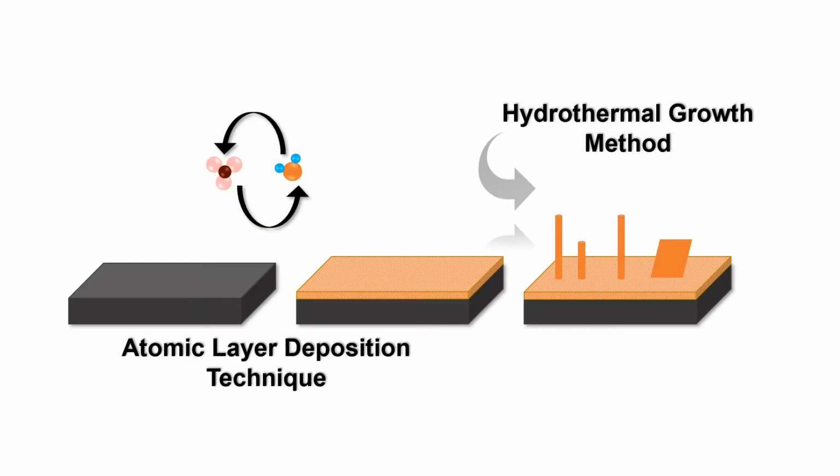Our approach consists of a two-step process. First, we coat our surface with a thin layer of an oxide using atomic layer deposition. And then, nanostructures, such as nanowires or nanosheets, are grown on top of the coating using a hydrothermal growth method. This is like when we're painting our house. We're coating the surface of the walls. The more layers we make, the thicker our coating is. In our case, the thickness of our coating depends on the number of cycles of the atomic layer deposition.